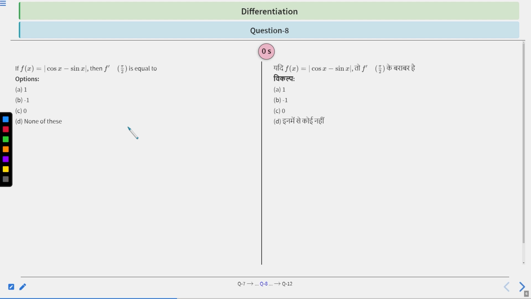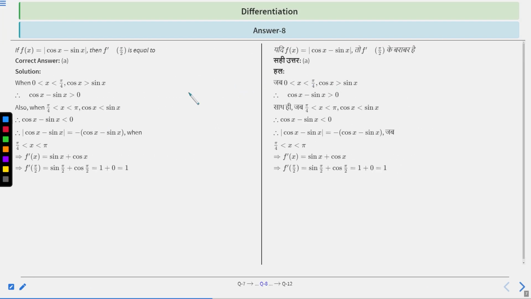Okay. So let's move to the solution. See, you can draw the graph of cos x and sin x on the same graph. You will see, this is sin x, clear?